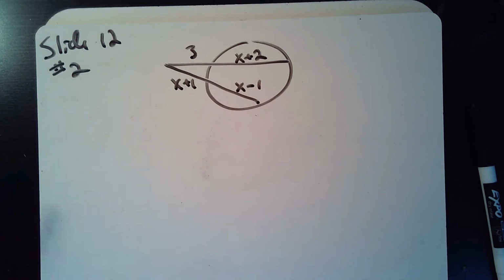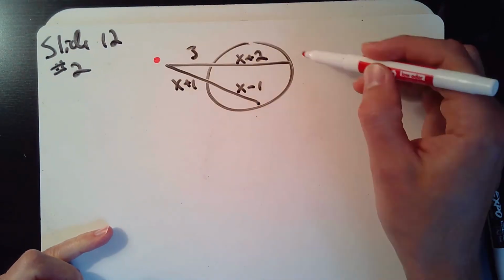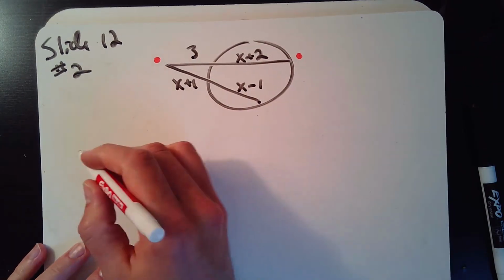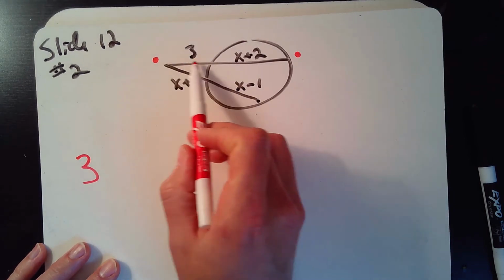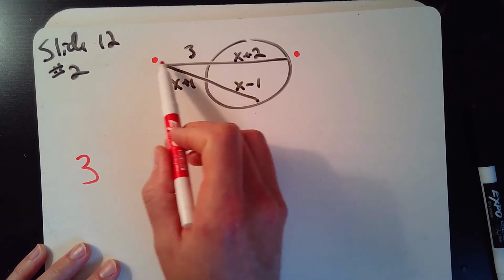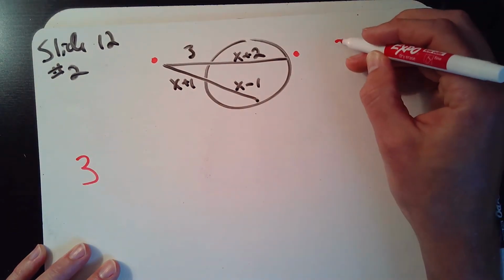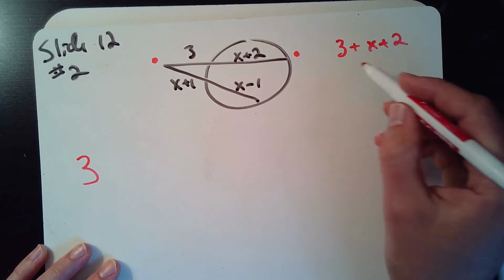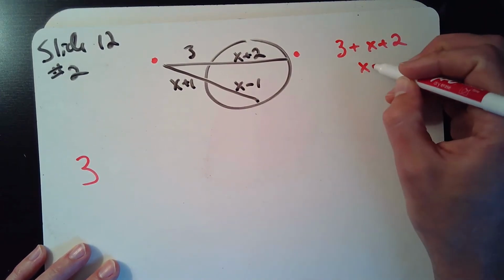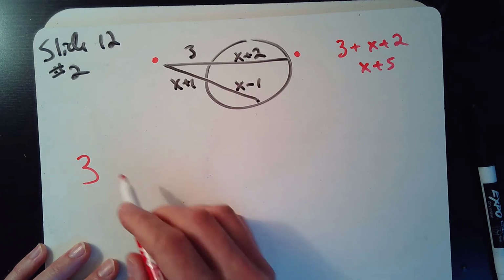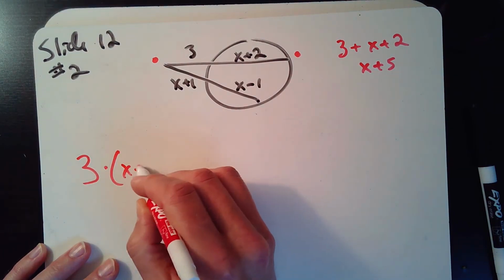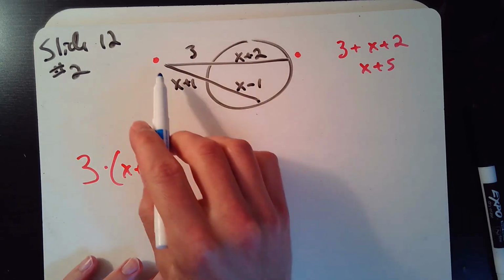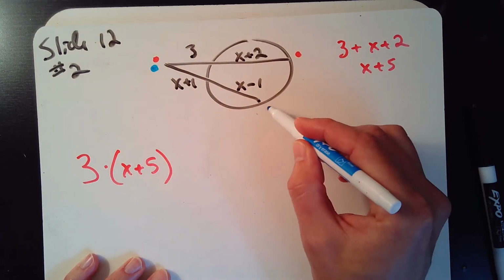So in this case, maybe this top secant is going to be my red one. So it starts there, ends there. The outside of my red secant is just 3. It's just that piece. The whole red segment, though, is going to be 3 plus x plus 2, which I know I can combine like terms here and just get x plus 5. So outside times whole is going to be 3 times (x plus 5). That's my first secant.